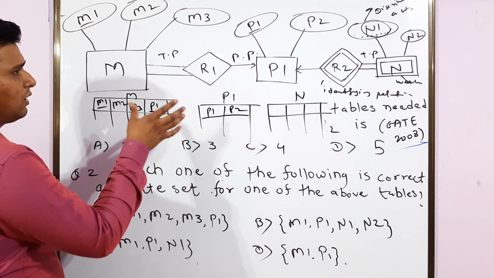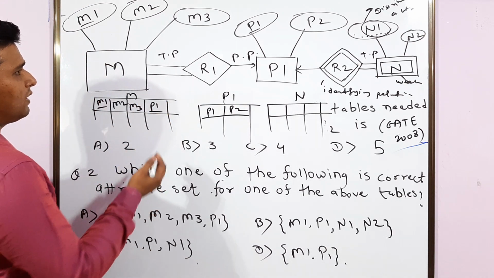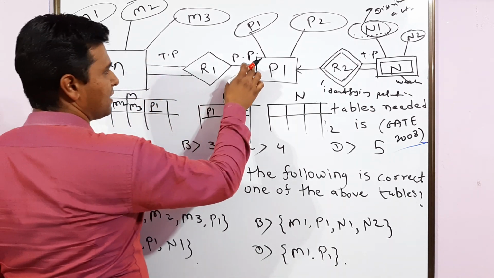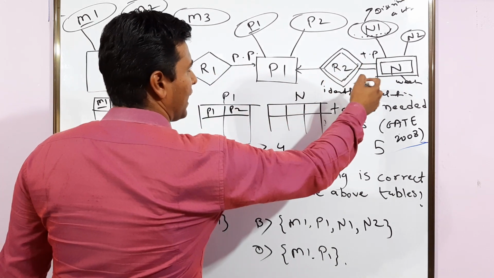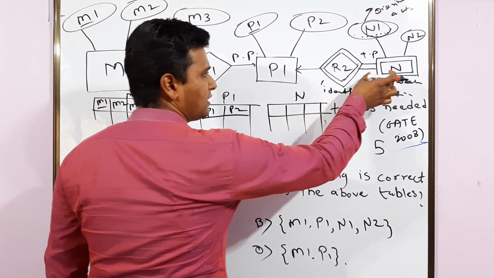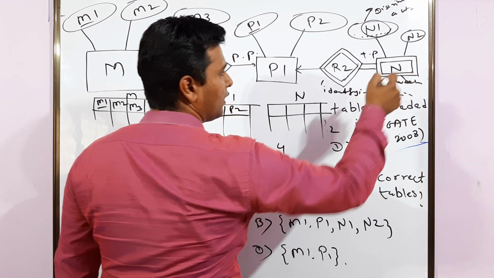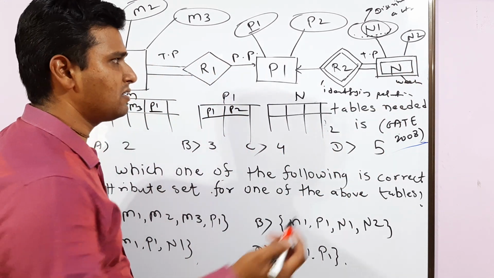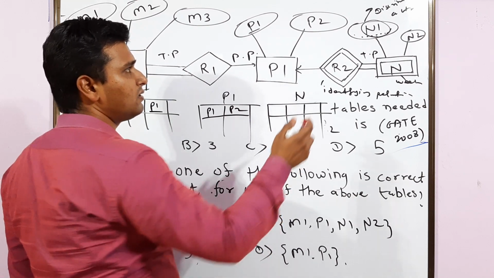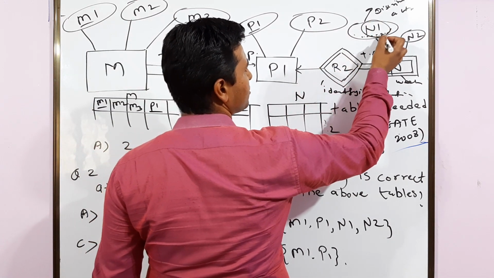Now, before this, you can see the diagram. So let me explain: this is what total participation, represented by two lines. This is partial participation. This is the identifying relationship, and it is always associated with a weak entity. This double rectangle represents the weak entity, which does not have any primary key. Now this is the discriminator attribute, represented by a dotted line.